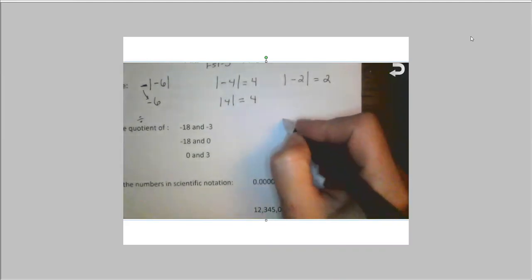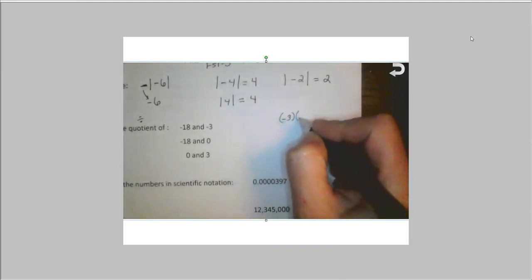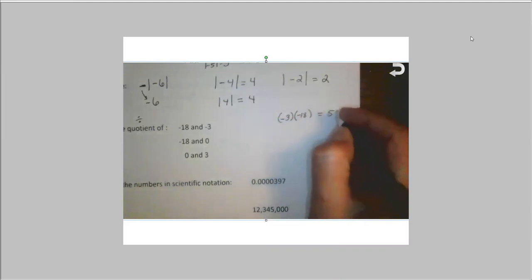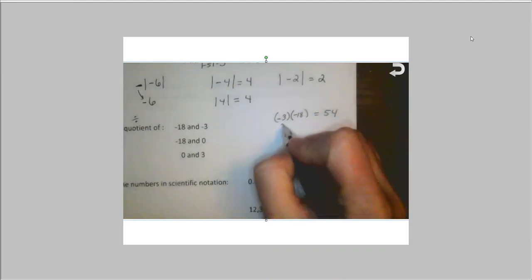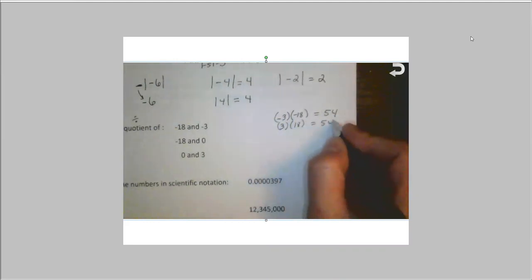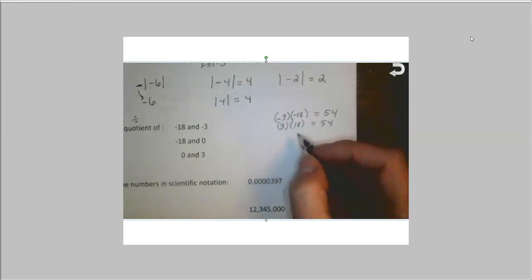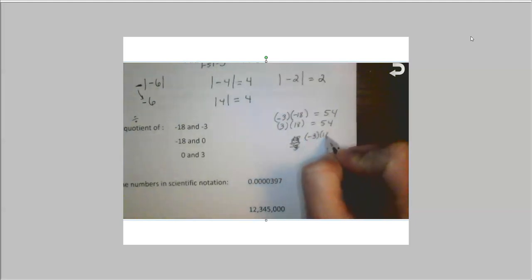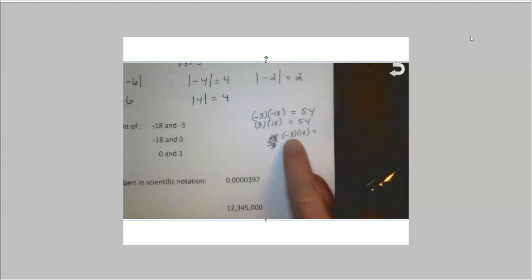When you have an even number of negatives, okay, let's say I was multiplying -3 times -18. That's going to equal a +54. Okay, when we're multiplying same signs, whether they're both negative or both positive, we get positive answers. But if I am multiplying one negative and one positive, see how there's just one negative sign there?